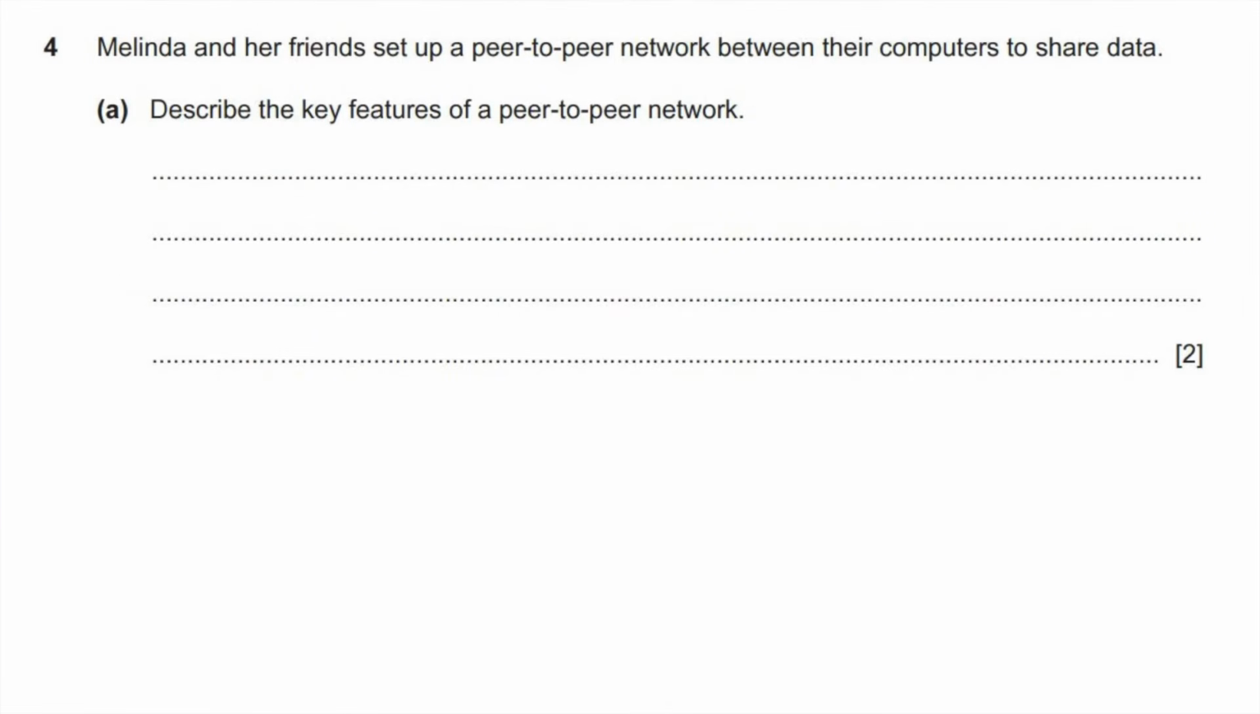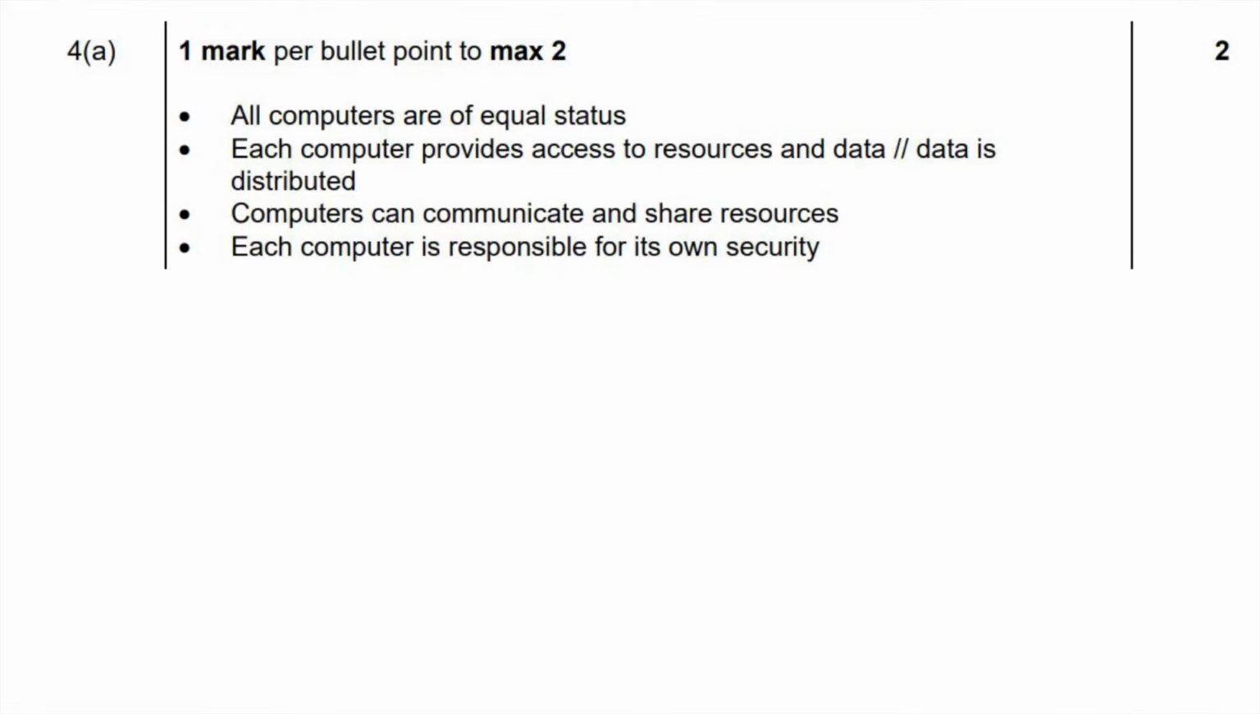So we have an A-level question here. Describe the key features of a peer-to-peer network. Here, all computers have equal status. Each computer provides access to resources, and data is distributed. Computers can communicate and share resources. Each computer is responsible for its own security.